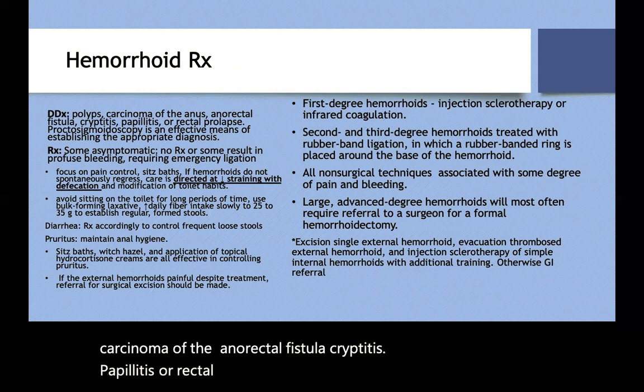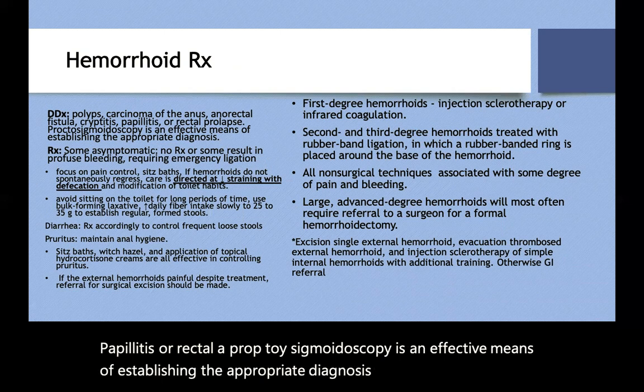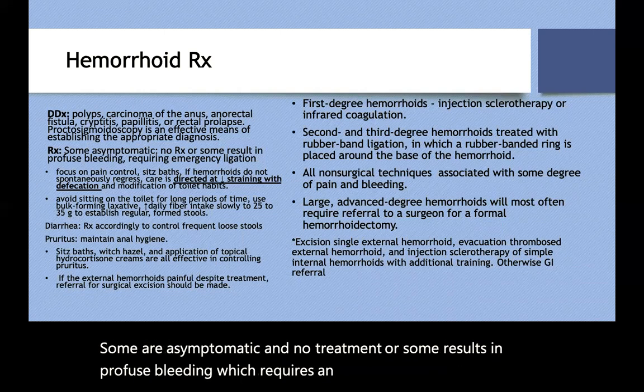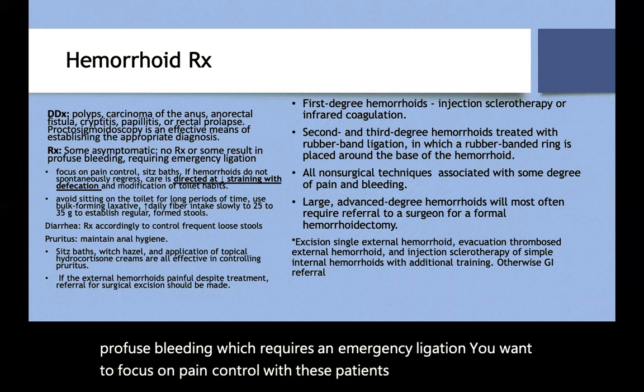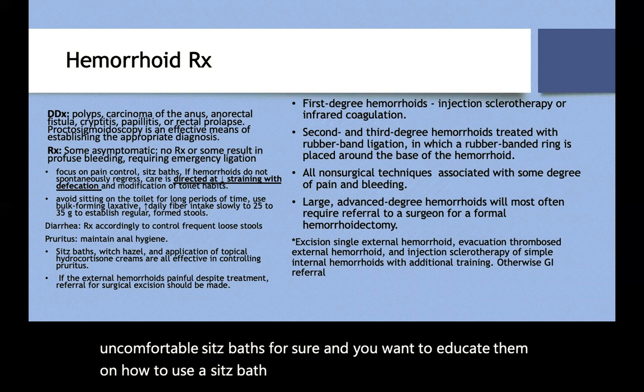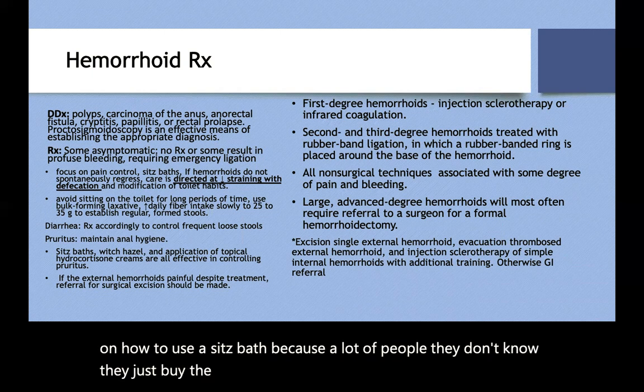A proctosigmoidoscopy is an effective means of establishing the appropriate diagnosis. In terms of treatment, some are asymptomatic and need no treatment, or some result in profuse bleeding, which requires an emergency ligation. You want to focus on pain control with these patients. They're very uncomfortable. Sitz baths for sure. And you want to educate them on how to use a sitz bath, because a lot of people don't know. They just buy the thing and they're like, what do I do now?